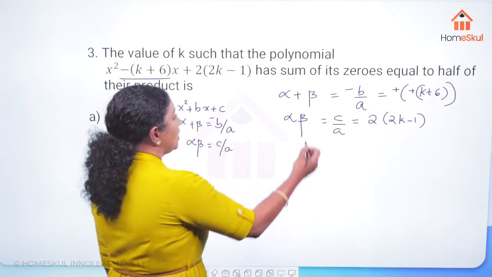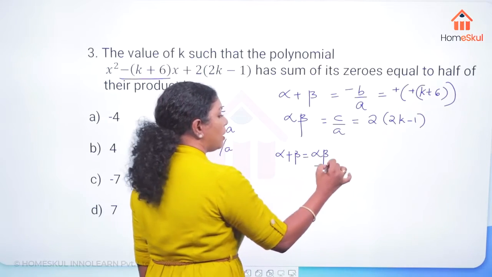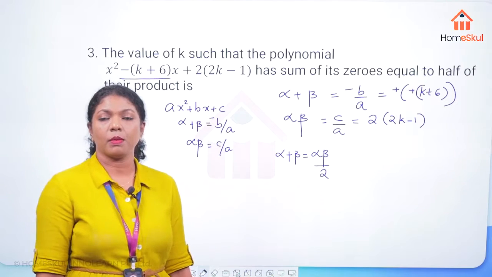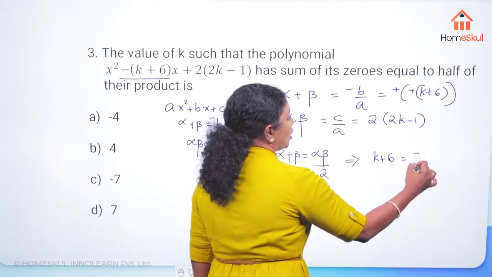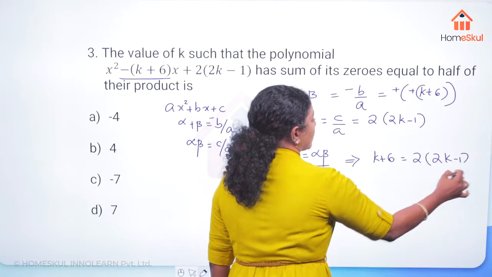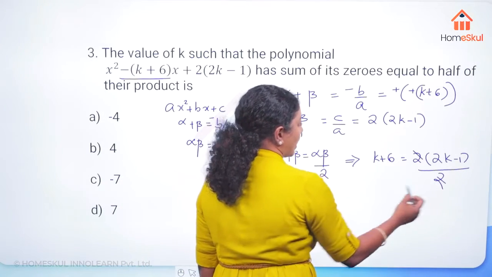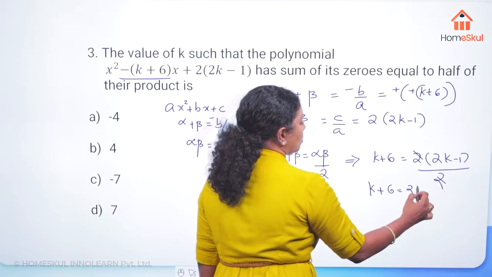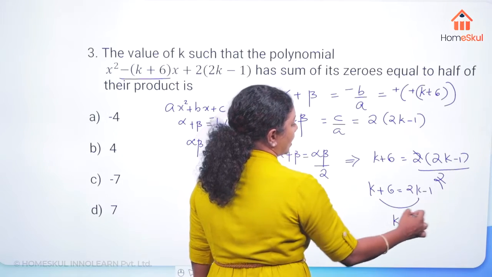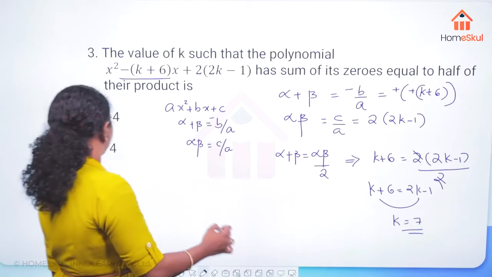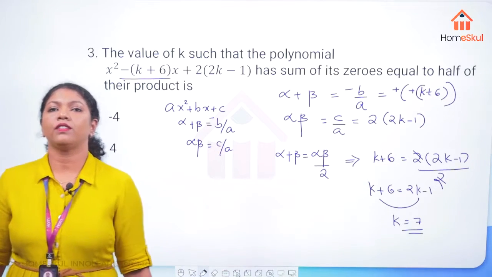Now what do we do? We have a condition that alpha plus beta is equal to alpha beta divided by 2, half of the product. Am I right? That implies k plus 6 is equal to half of the product, 2 into 2k minus 1 divided by 2. So these 2 and 2 get cancelled. So I get k plus 6 is equal to 2k minus 1. If I rearrange, I get k is equal to 6 plus 1, which is 7. Did I make any calculation mistakes?